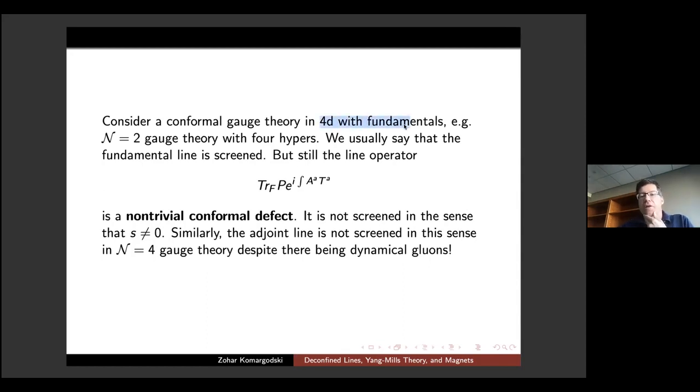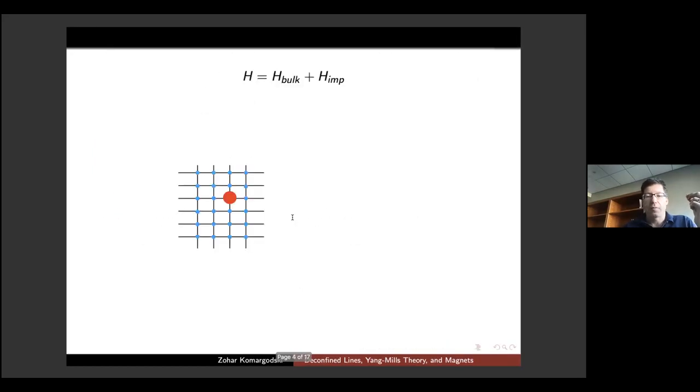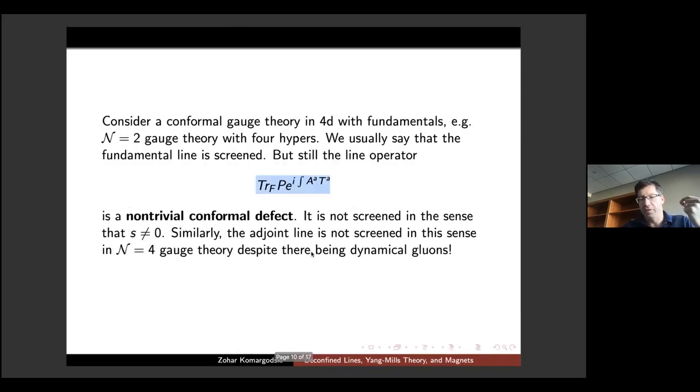So even in four-dimensional conformal gauge theories with fundamental matter, such as Seiberg-Witten theory with four hypers, you might think that the fundamental Wilson line is a stupid observable because there are fundamental quarks in the Lagrangian. So why are we talking about the fundamental Wilson line? It's obviously screened. But actually, this fundamental Wilson line has a non-trivial conformal fixed point as a line operator. So this line operator does not flow to a trivial line. It flows to a non-trivial defect conformal field theory with SL2 symmetry. So it's not screened in this sense, even though there are fundamental quarks in the Lagrangian.